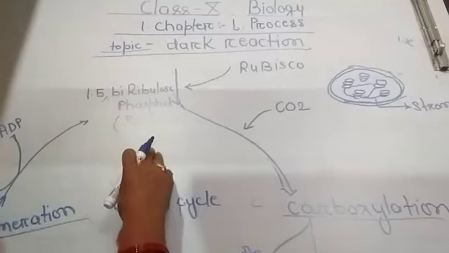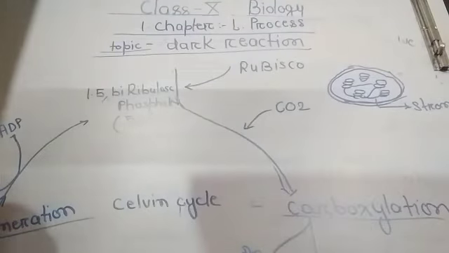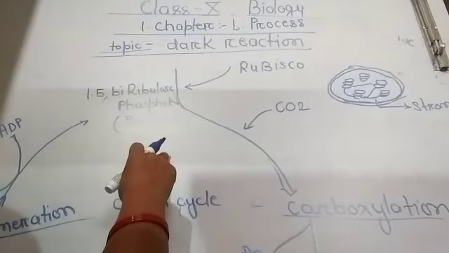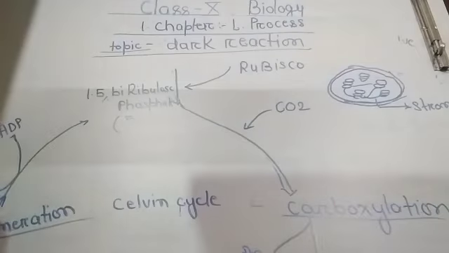The Calvin cycle is completed in 3 steps. First is called carboxylation, second is called reduction, and third is called regeneration.